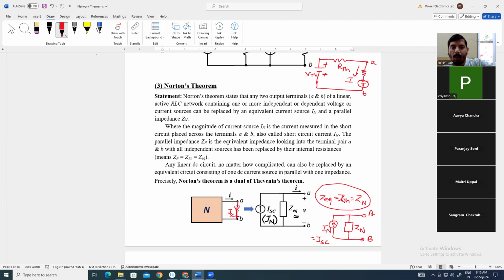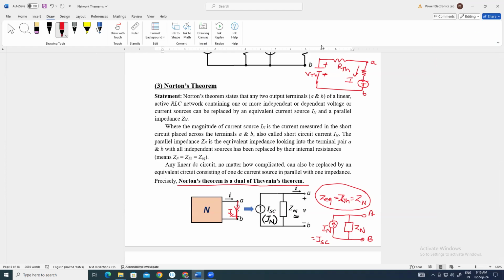Clear? Is it clear to all of you? So Norton's theorem is the dual of Thevenin's theorem. Is there any doubt?